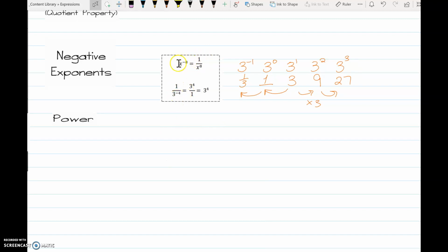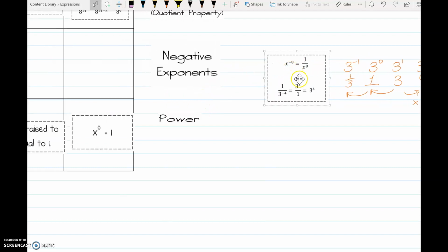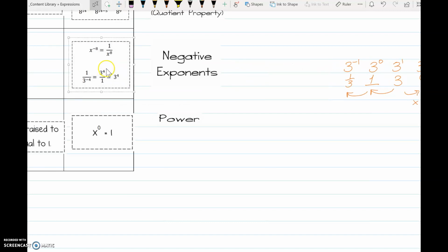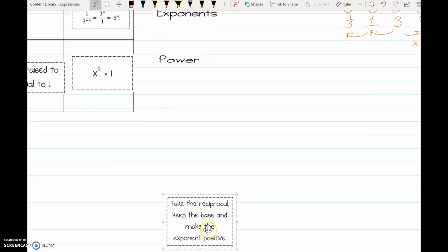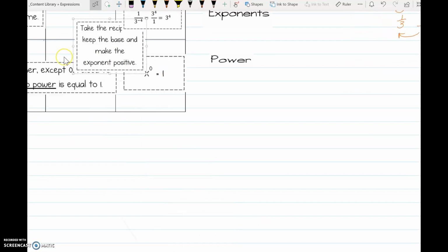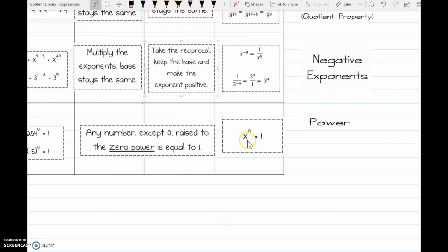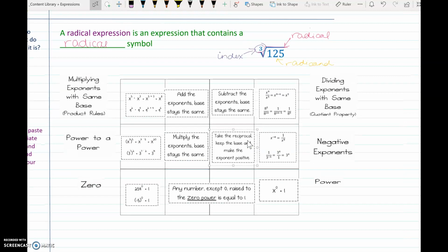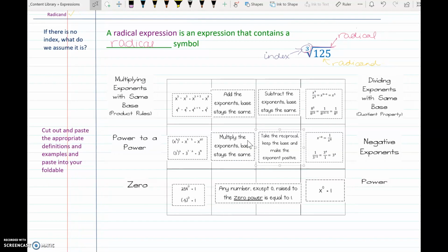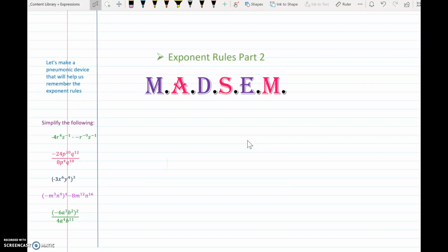So we have one example where it's in the numerator and one example where it's in the denominator. As soon as you take the reciprocal, it becomes nice and positive for us. All right, so negative exponents, take the reciprocal, keep the base, make the exponent positive. All right, so once you have everything glued in, that's awesome. I'm going to go ahead and do some examples with you. If you have time, keep going. If not, I'll catch up with you when I get back.